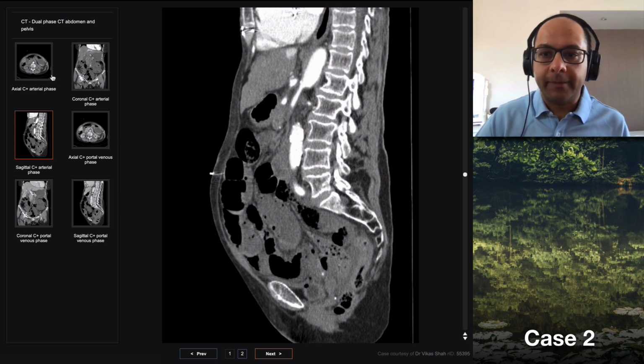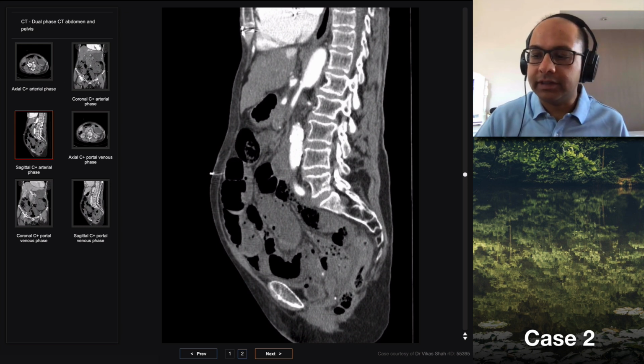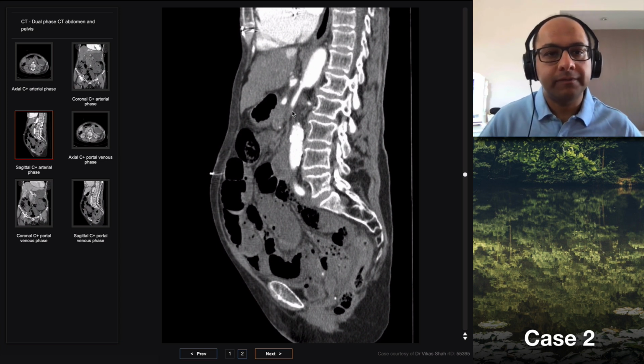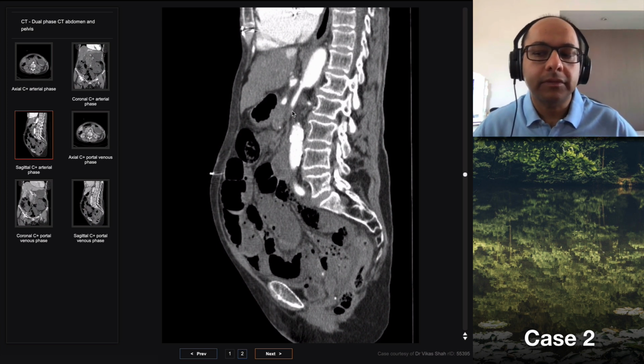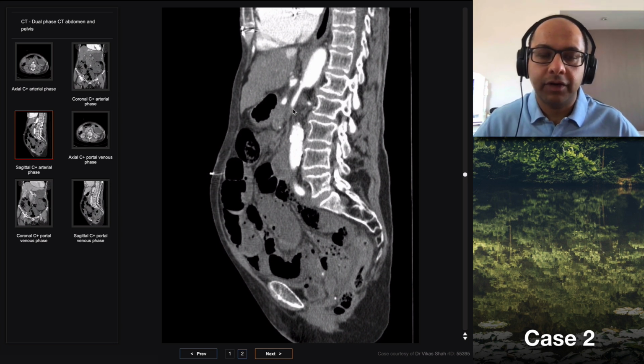Okay. Just as a follow-up question, so this is an SMA obstruction, superior mesenteric artery obstruction causing arterial ischemia. What's the commonest cause of this type of obstruction? What's the etiology? Is it embolic or in situ thrombosis? Does anyone know?